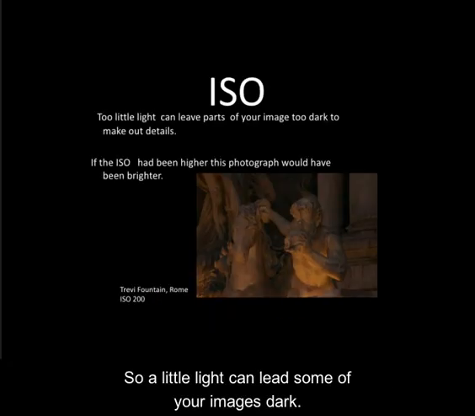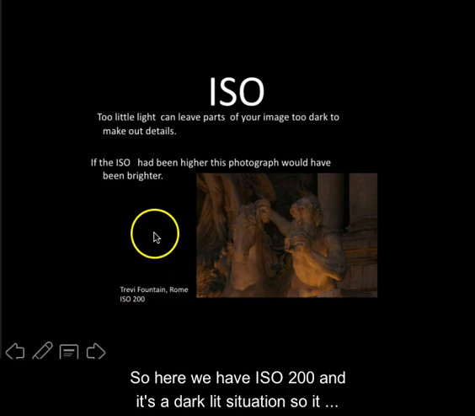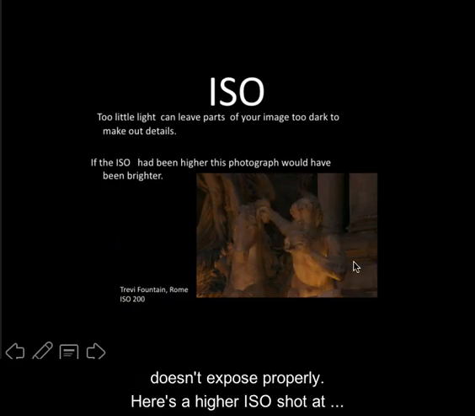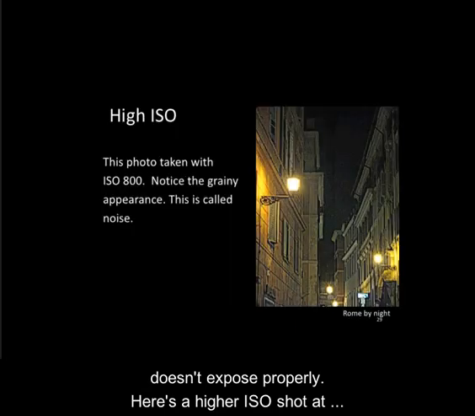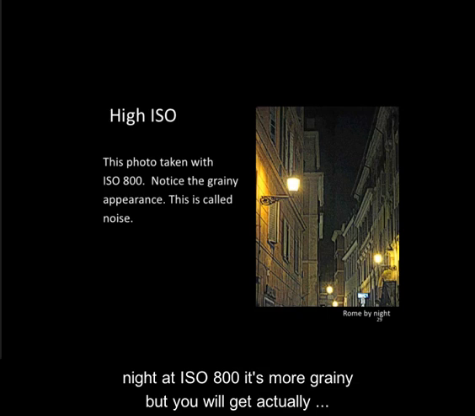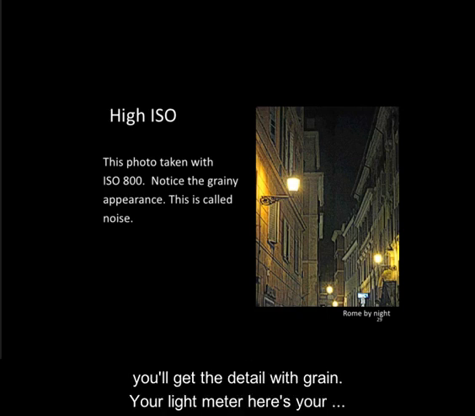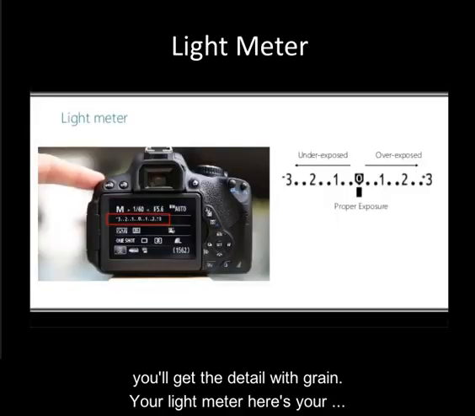So too little light can leave some of your images dark. Here we have ISO 200, and it's a dark-lit situation, so it doesn't expose properly. Here's a higher ISO shot at night at ISO 800. It's more grainy, but you'll get the detail with grain.